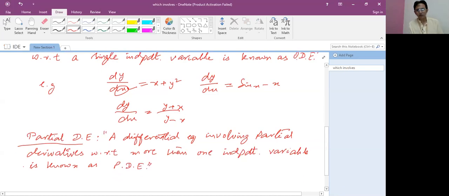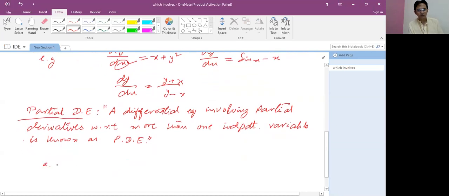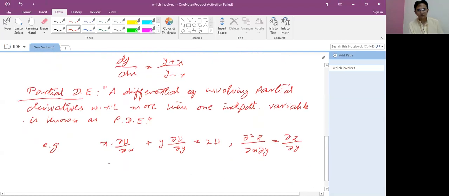Now I give you examples of partial differential equation. Examples: x into partial u upon partial x plus y partial u upon partial y equals 2 times u. Now the other example: partial 2z over partial x into partial y equals partial z over partial y. Similarly, partial 2z upon partial x partial x equals partial z upon partial y.